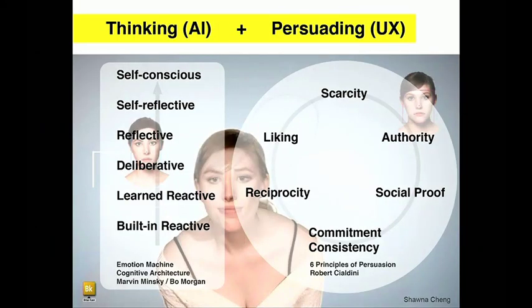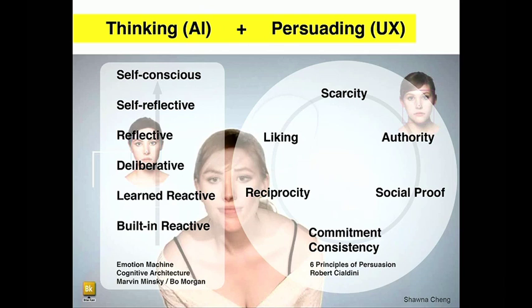So now I'm going to get into a kind of an abstract area. AI is involved with thinking. On the left, I brought up the emotion machine cognitive architecture, which was written by Marvin Minsky at MIT and fleshed out by Bo Morgan. That's a linear bottom to top model that deals with how thinking works. So AI is essentially about thinking. If you're interested, I can explain what these different levels are.